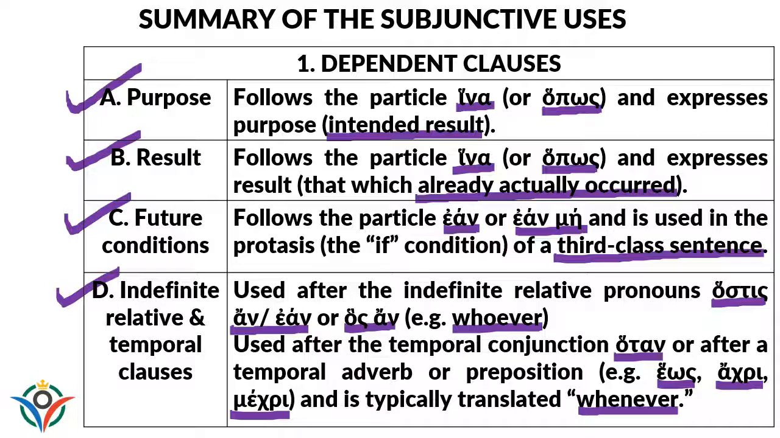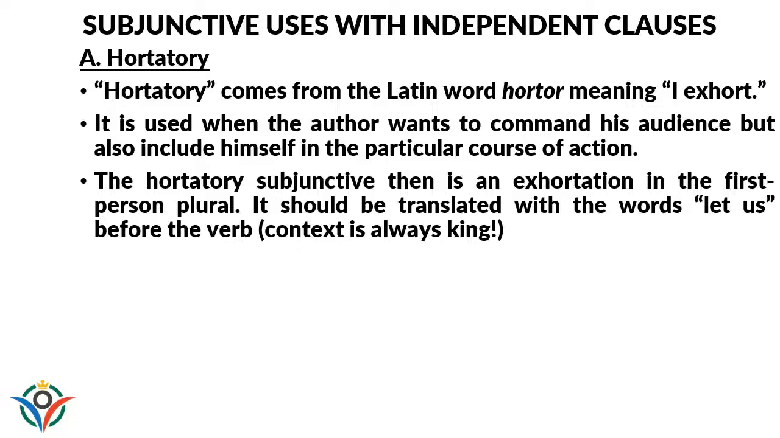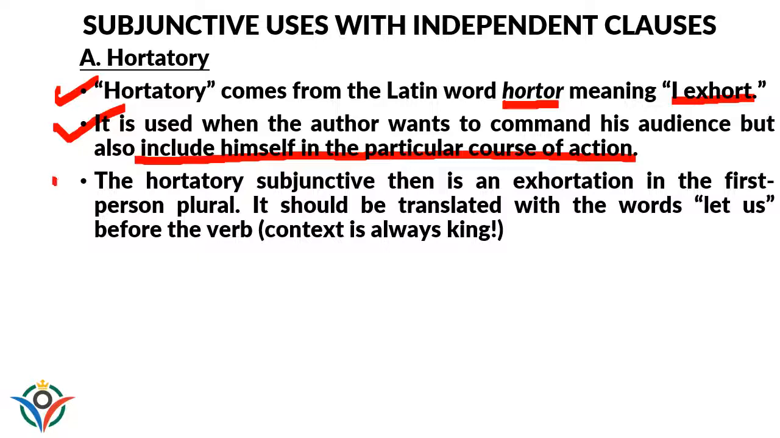Now that we have done the dependent clauses, let's move on to the subjunctive uses with independent clauses. The first subjunctive use with independent clauses is the hortatory subjunctive. Hortatory comes from the Latin word hortor, meaning I exhort. So it is used when the author wants to command his audience, but also include himself in the particular course of action. So the hortatory subjunctive is an exhortation in the first person plural, and it should be translated with the words let us before the verb.